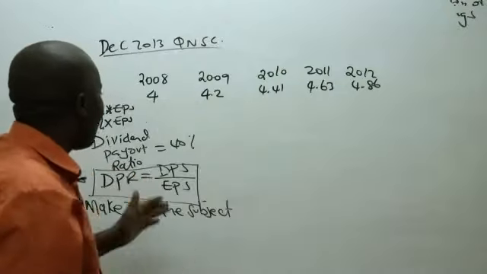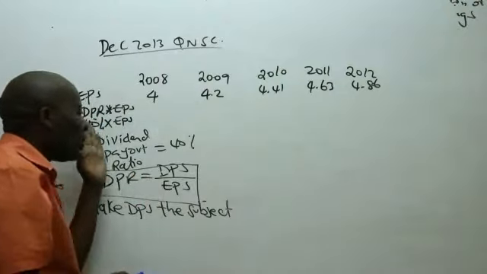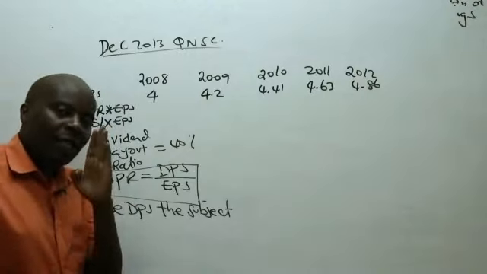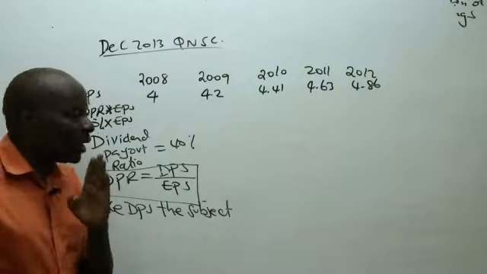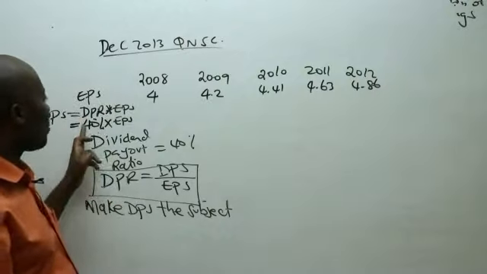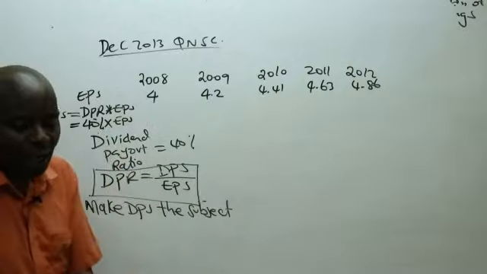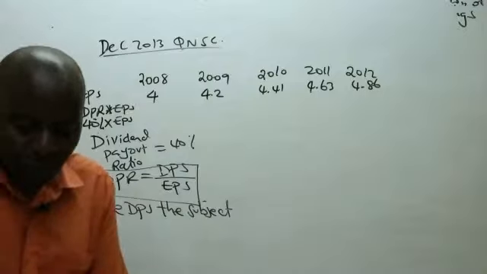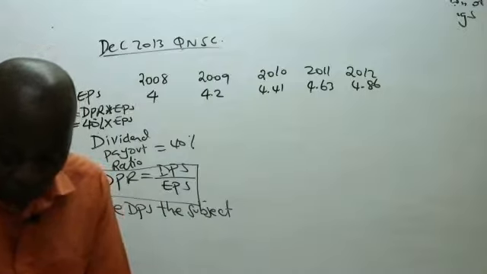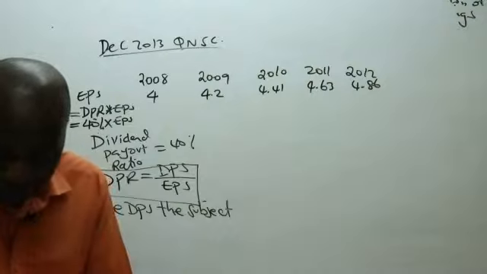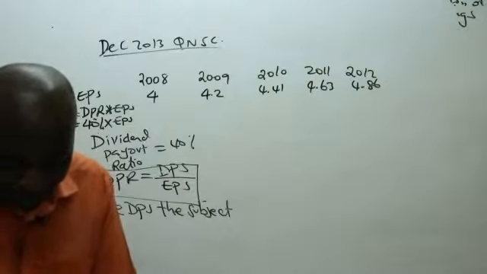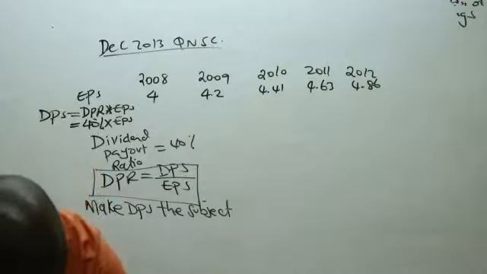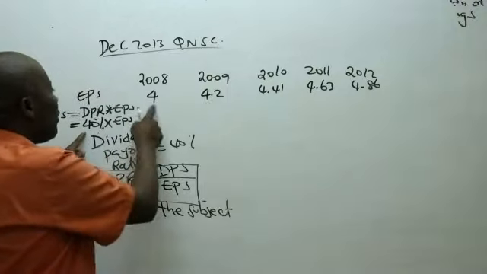So anytime you see this examiner giving you dividend payout ratio, he wants you to compute the dividend per share. So could you kindly give us 0.4 times 4? This is 0.4 because they have told us in this question that the dividend payout ratio is 40%. So kindly help me out. AB tells me 1.6. 0.4 times 4 is 1.6.